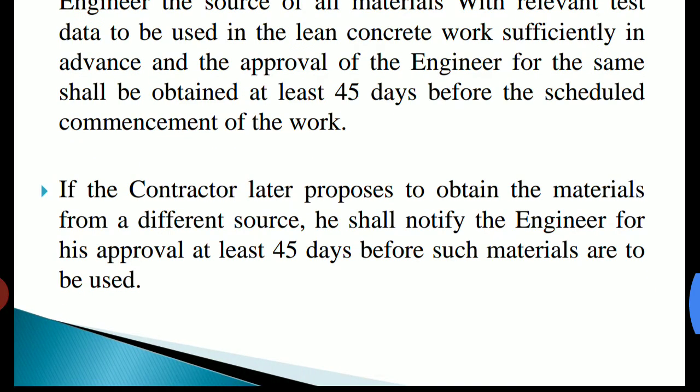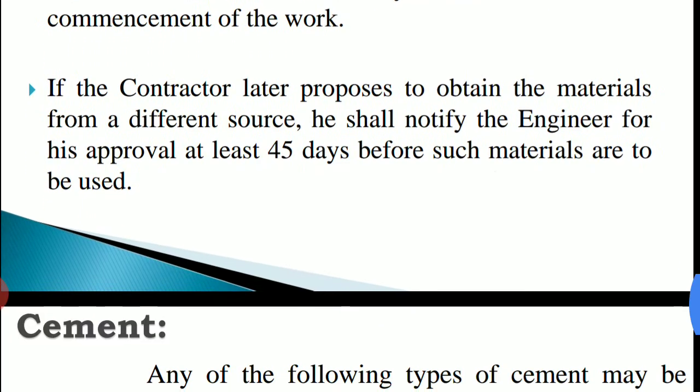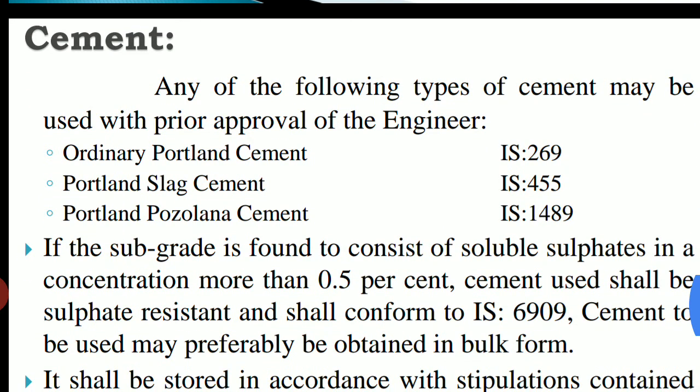And if the contractor later proposes to obtain the materials from a different source, for example, if that particular source is not available in upcoming works, again he needs to submit a fresh list of data: where exactly they are bringing those materials, how exactly they are going to be used, and which test results are included. Each and everything they need to submit again, and again they need to wait for 45 days. So after the 45 days only they can start the work.